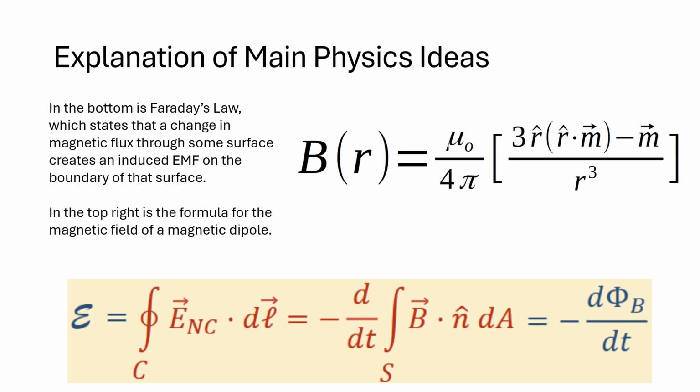The equation at the bottom is Faraday's law, which states that a change in magnetic flux through some surface creates an induced EMF on the boundary of that surface. In the top right is the formula for the magnetic field of a magnetic dipole, and bar magnets are magnetic dipoles, so that's why we're using that in this lab.